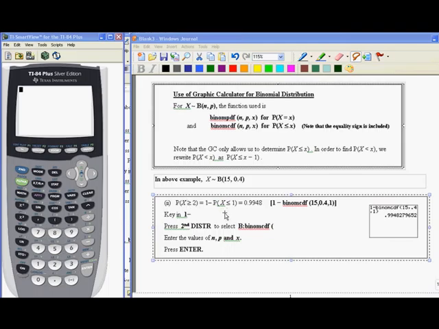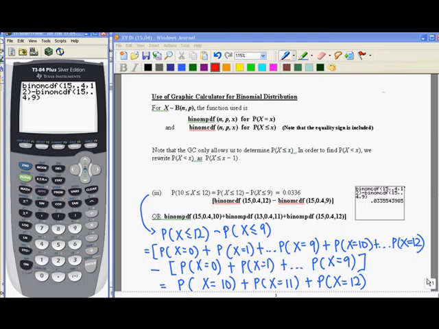2, we take 1 minus second vars, alpha b, so that it is binomial CDF. Then we key in 15, comma, p 0.4, comma, 1. Enter. So the probability is 0.9948.